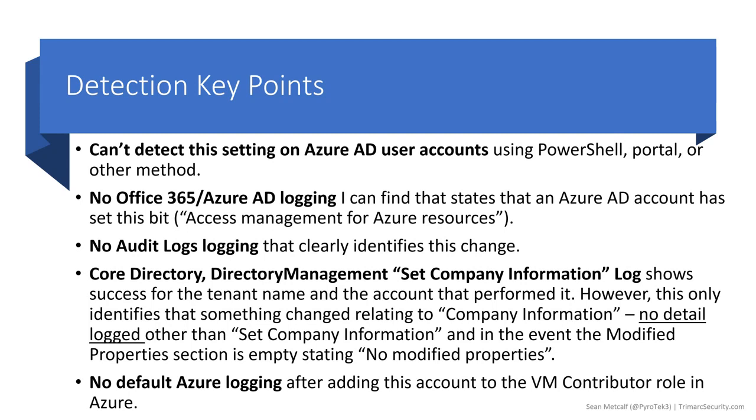It just wasn't there. I saw that there was a core directory management set company information log, which notes that something changed, but not what. There was no detail at all. And then it just said no modified properties. So maybe you trigger off of that and think that it's that. I'm not sure. So I have reported this to Microsoft, and they said the capability for an Azure Active Directory global admin is by design.